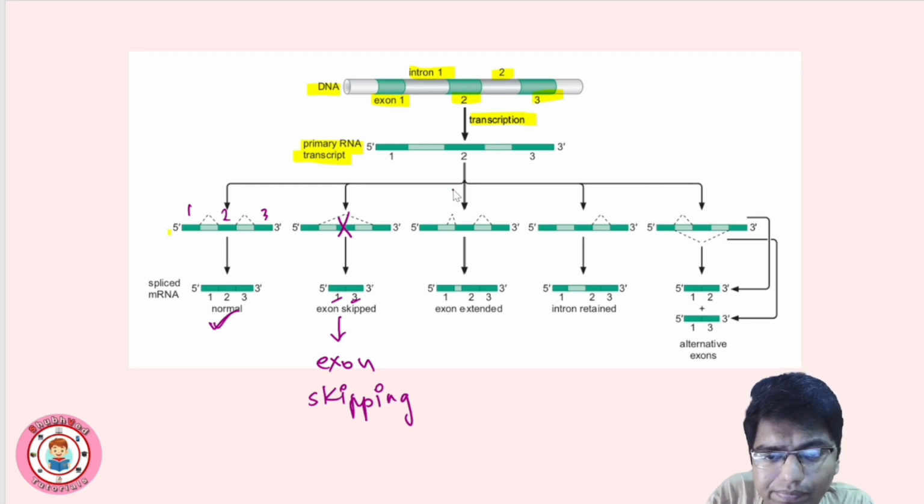In the third step में क्या है? Exon extended. Exon extended मतलब यहाँ पे जो exon है, इसके साथ इंट्रॉन भी आ रहा है. See, small part of the intron is retained. Got it? Intron is retained. You can see here from the diagram. This much part of intron is retained.